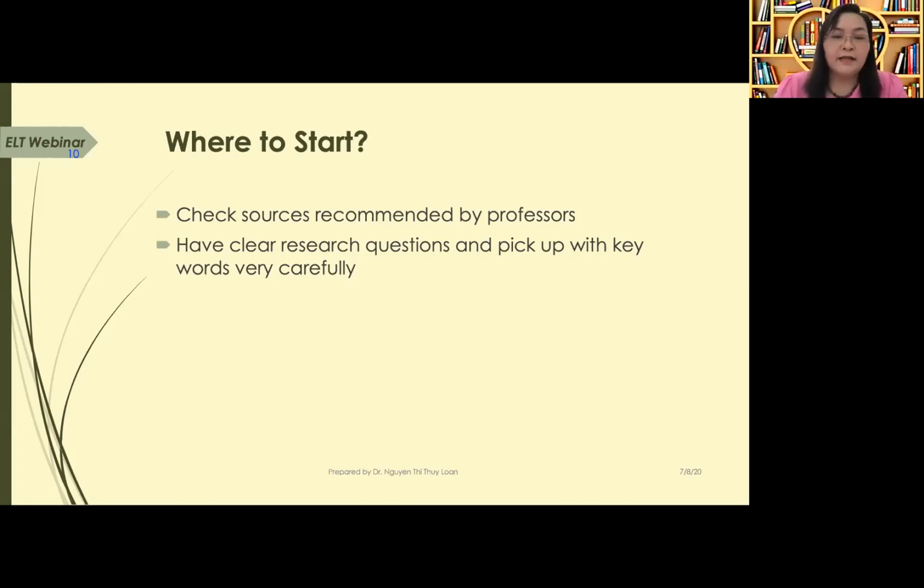Okay, and the last thing is that if you have some idea for your research, feel free to share with your friends, your colleagues, or whoever you think can also come across or search for literature for you. And this advice actually did work for me when I did my PhD.